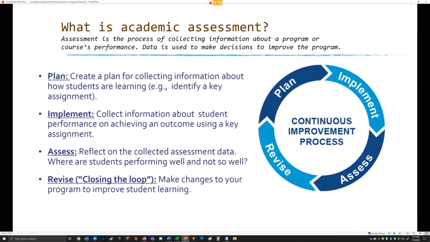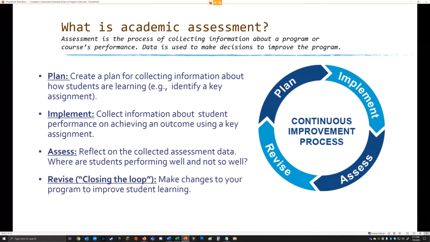All right, so what is academic assessment? So again, this is just a brief overview for any newcomers to this workshop. Academic assessment is the process of collecting information about a program or a course's performance, and then that information from the assessment is used to make decisions for improvement.